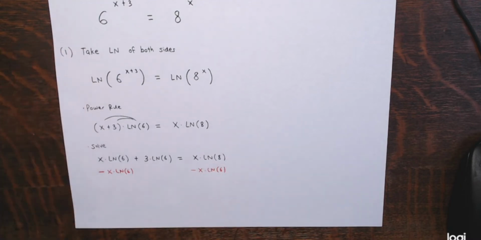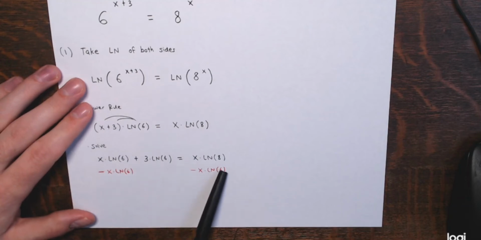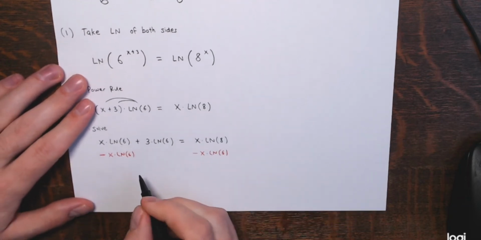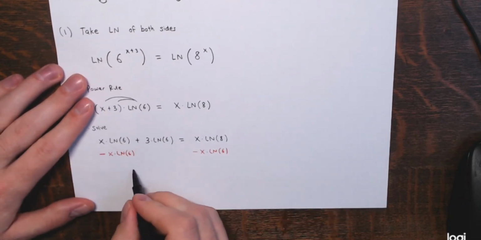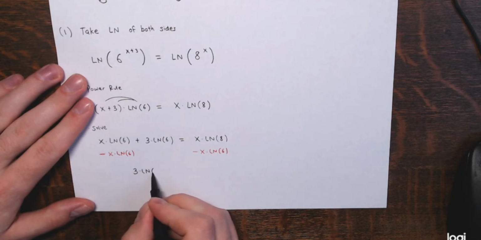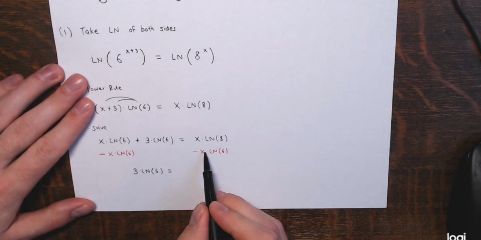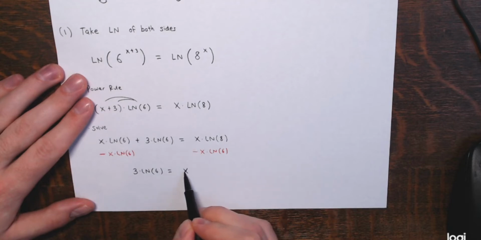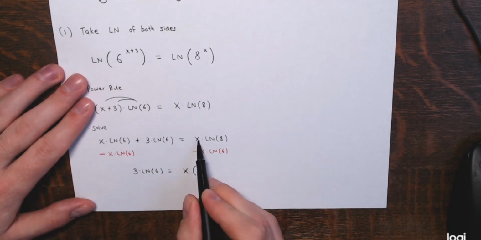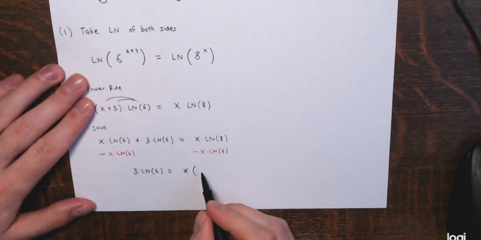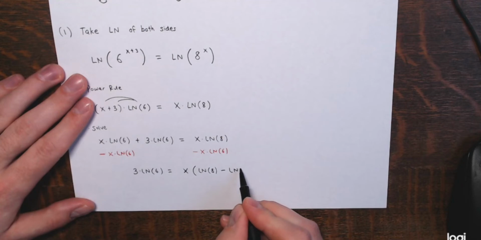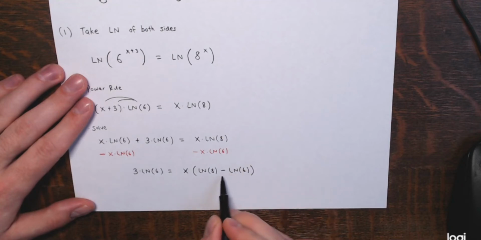And that gives me all the terms with x on the right side, terms without x on the left side. And so on the left side, I still have this 3 times the natural log of 6. And on the right side, since both of these have x in it, we could factor x out. And if I factor x out, you'll have x times the quantity natural log of 8 minus the natural log of 6, which is a number. The natural log of 8 minus the natural log of 6 is some number.